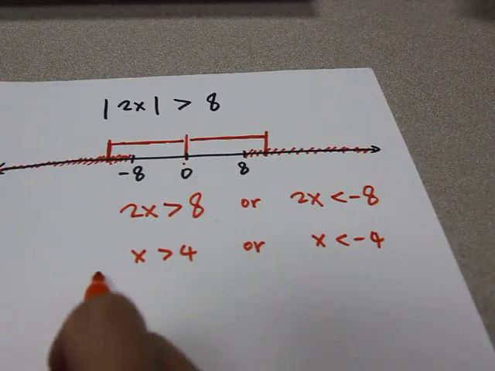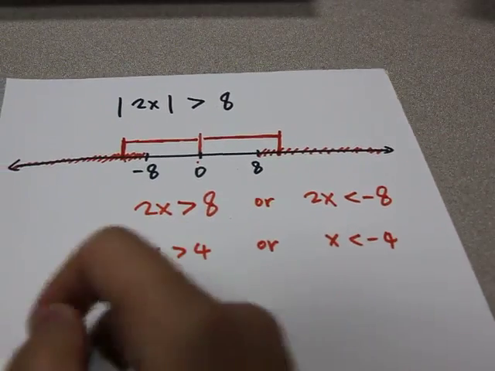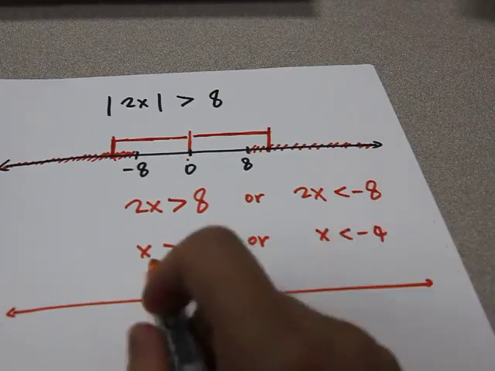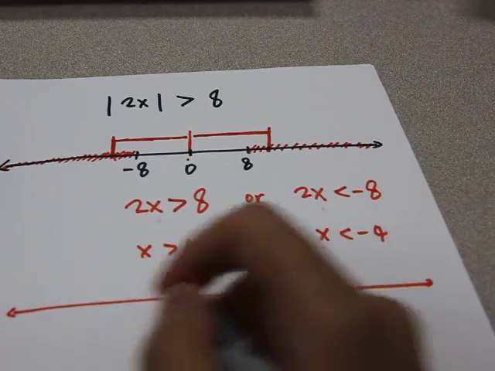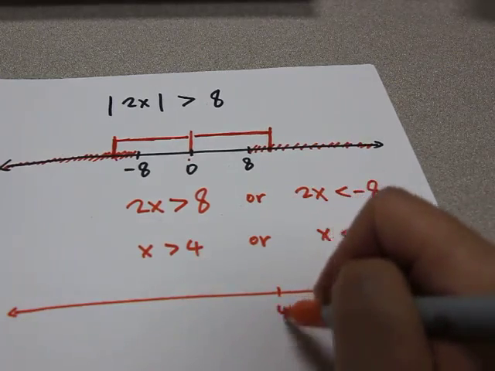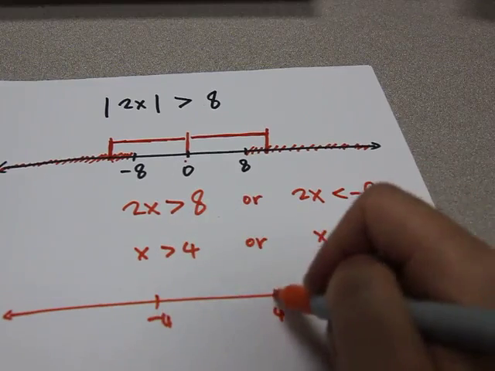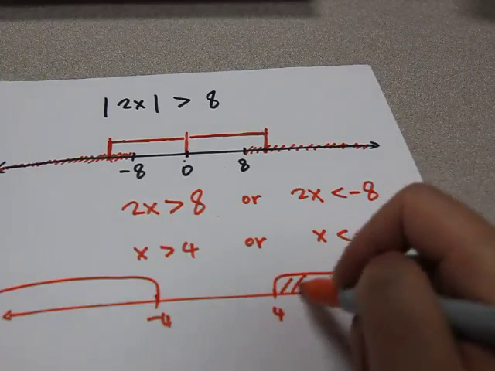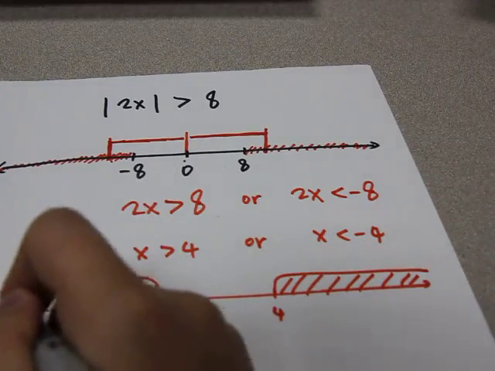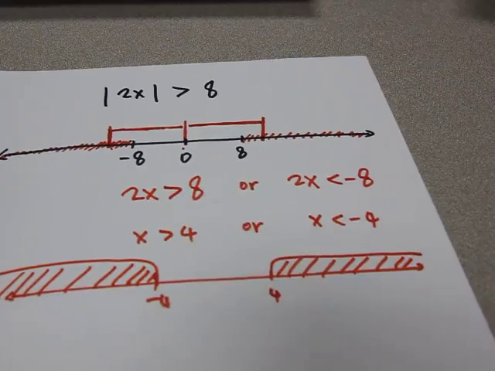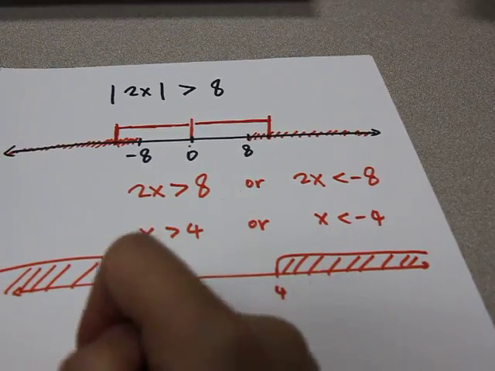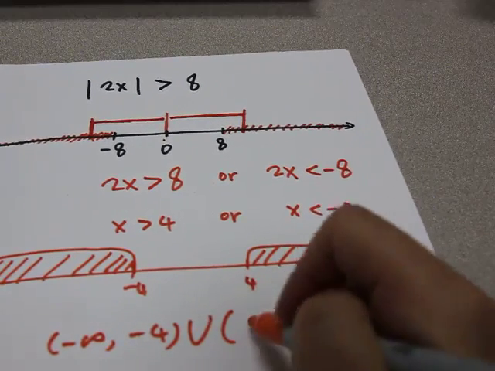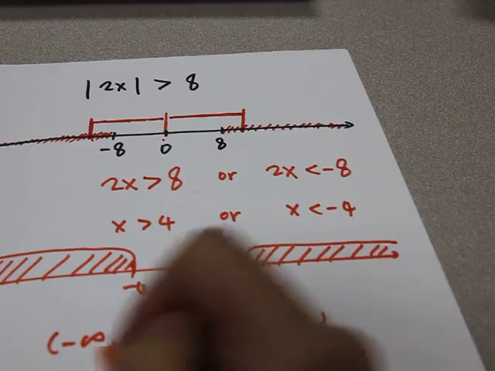So we have compound inequalities, right? And let's consider how to graph the solution of this compound inequality. So x is greater than 4 and x is less than negative 4. So the solution is from negative infinity to negative 4, or from 4 to positive infinity.